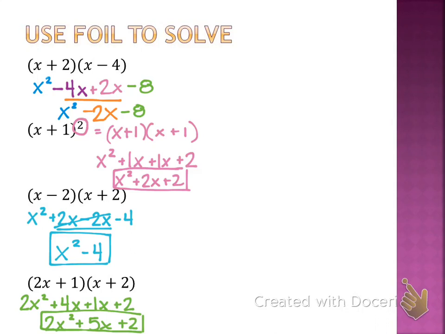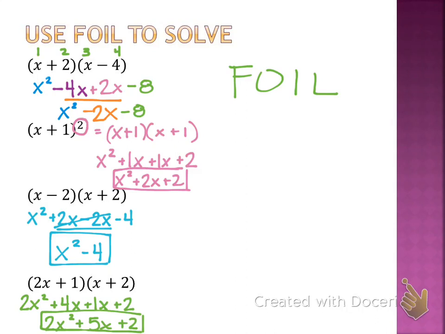Now, I want to say one more thing before we move on. Let's think about this. The word FOIL has 4 letters in it. F-O-I-L. When we multiply two binomials, let's take this first problem, for instance. We have 1, 2, 3, 4. I have a total of 4 terms, and there is a total of 4 letters in FOIL. That is not a coincidence, okay? That is when you can use FOIL, is when you have 4 different terms. If you have over 4 terms, you cannot use FOIL. If you have under 4 terms, you cannot use FOIL, okay?